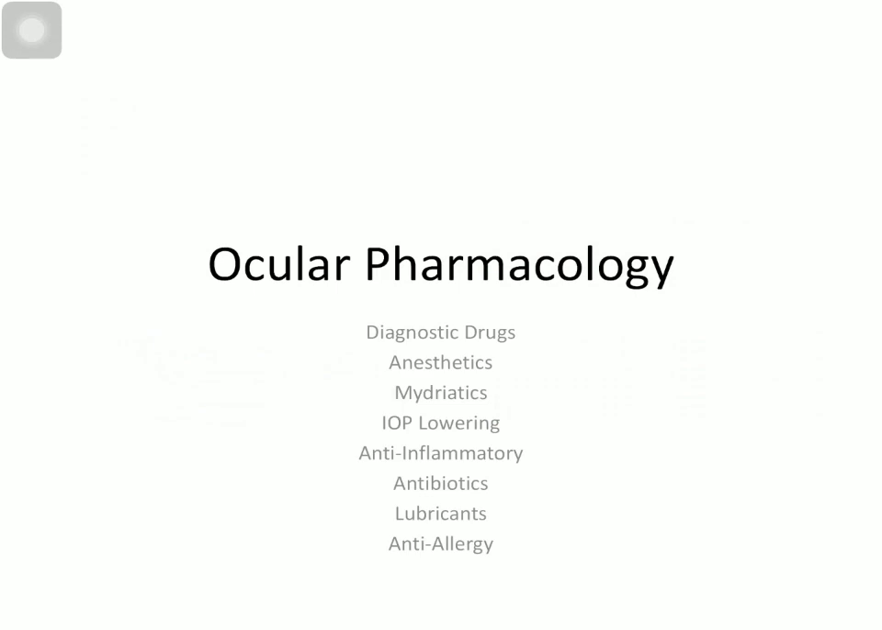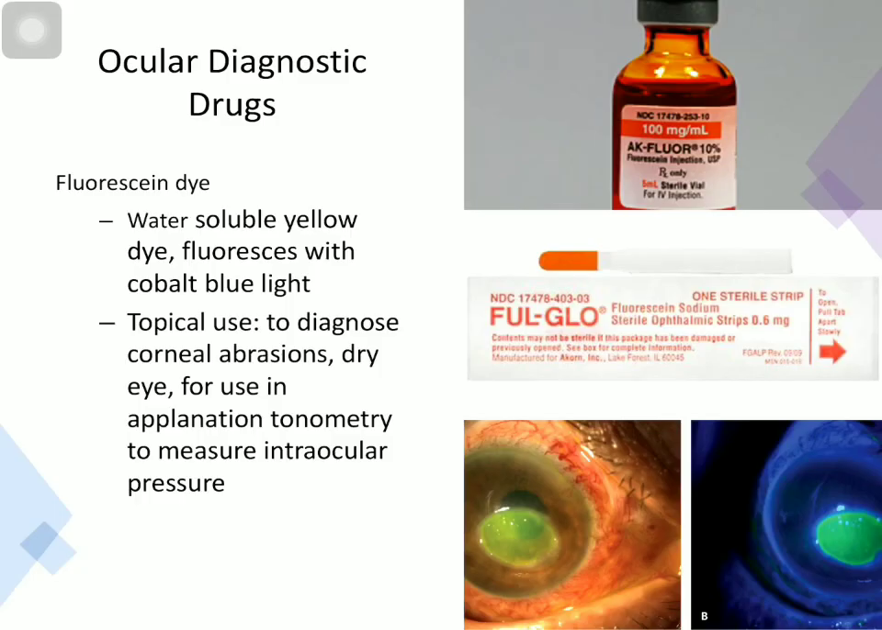Now we're done with eyelid malpositions and strabismus. Let's now go to ocular pharmacology. We shall be discussing the more commonly used medicines or topical drugs in ophthalmology. There are a lot, but we shall limit our discussion to the more commonly used ones.